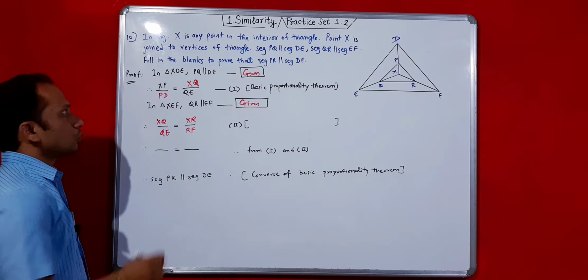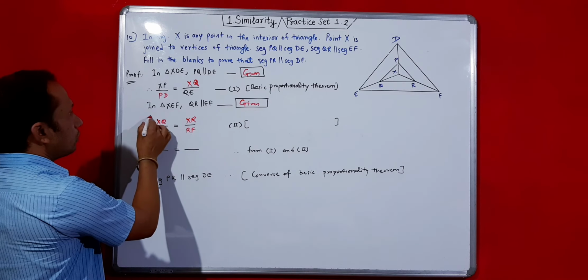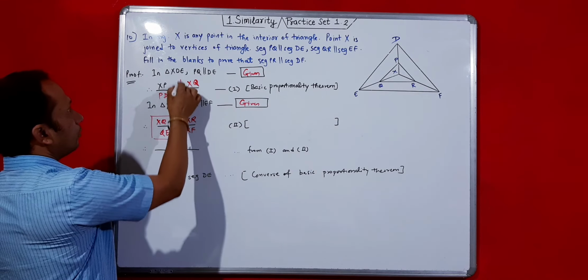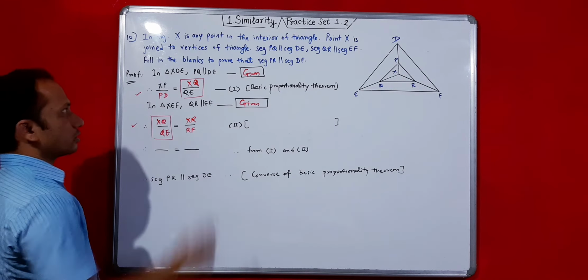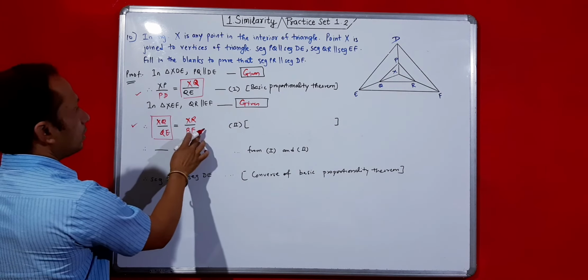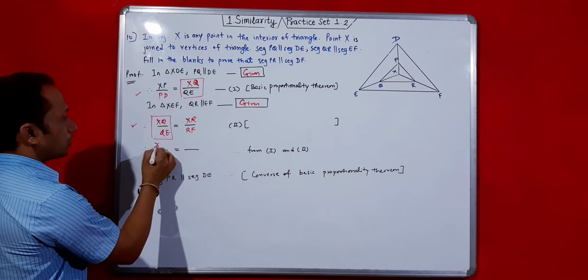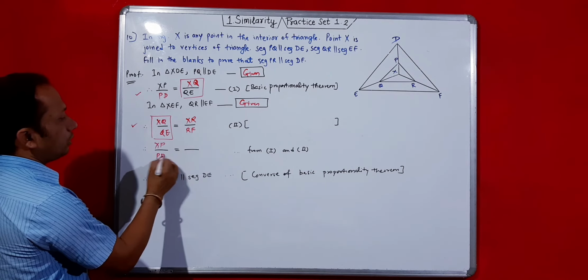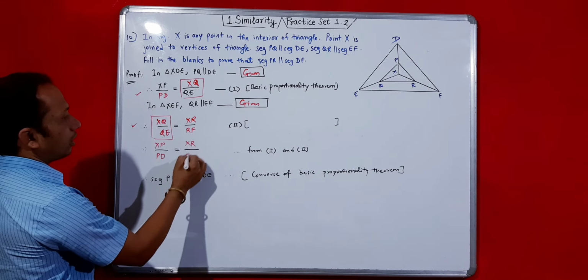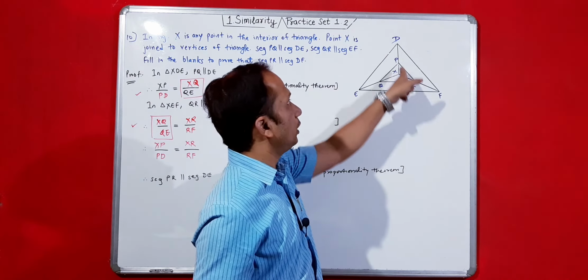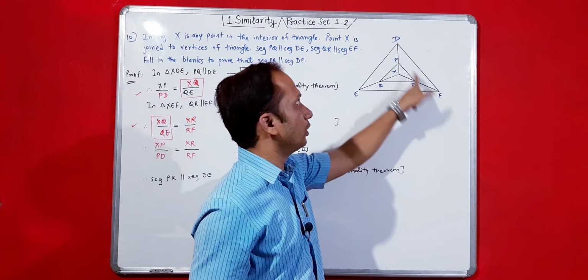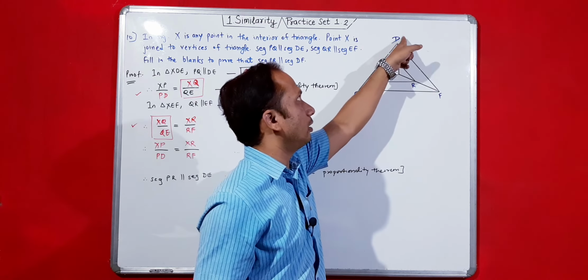Okay, so XQ upon QE is present in the first and second statement. Therefore, this statement is equal to this. Therefore, XP upon PD is equal to XR upon RF. Okay, so XP upon PD equals XR upon RF. Therefore, PR is parallel to DF.